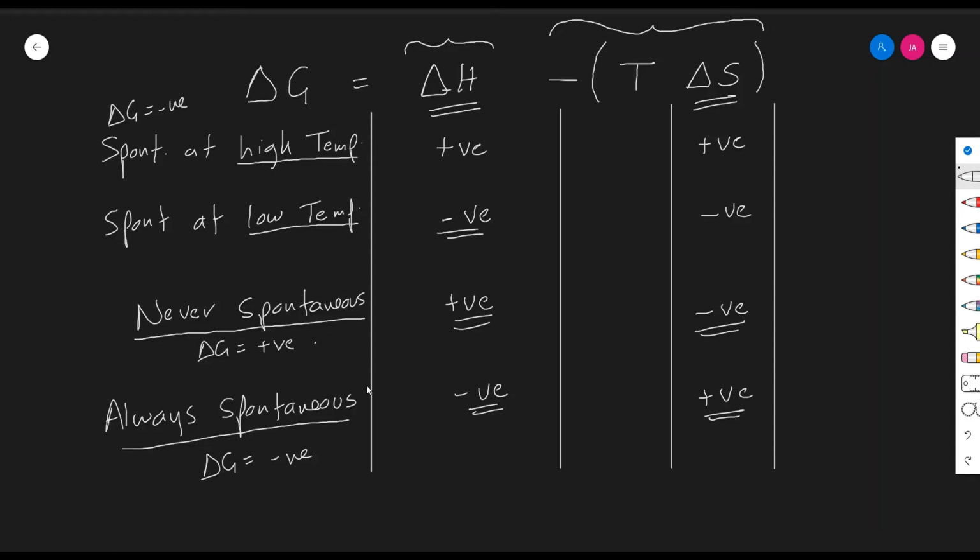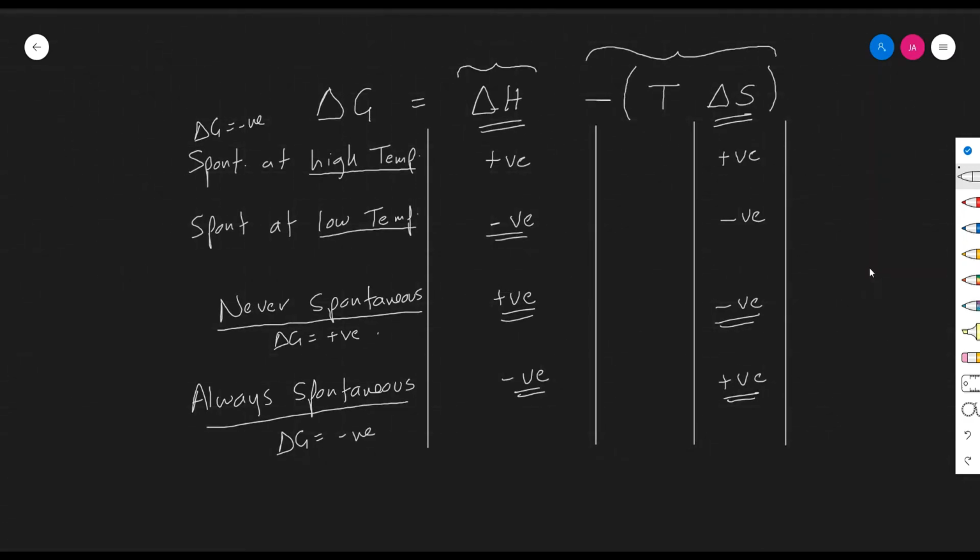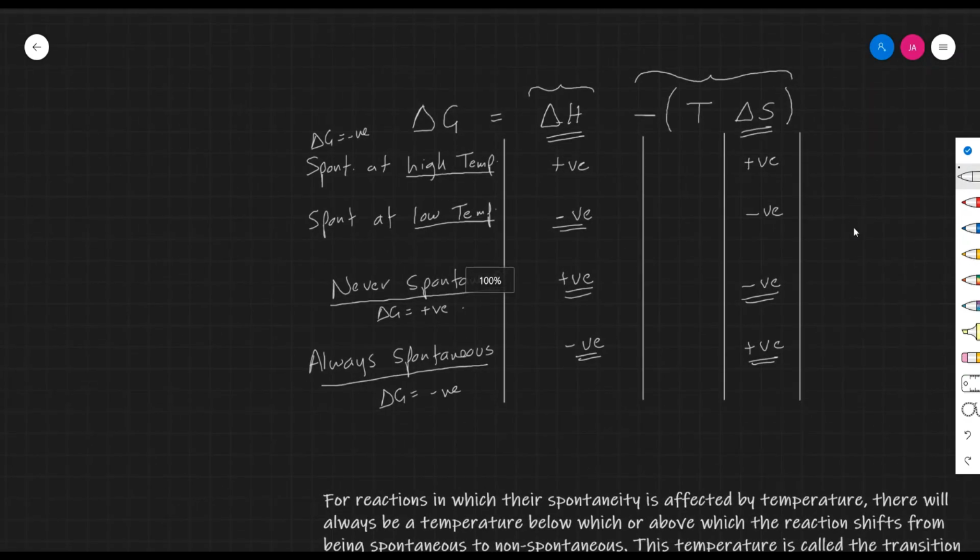You can memorize these or understand them, but you will be asked to predict if a reaction is spontaneous at high or low temperatures, or whether it's never spontaneous or always spontaneous, and be able to explain it in terms of the sign of the overall term of negative T delta S when compared to the sign of the enthalpy change of the reaction. This mostly covers the spontaneity of several different examples of reactions in which the signs of the enthalpy change and entropy change have been explored.